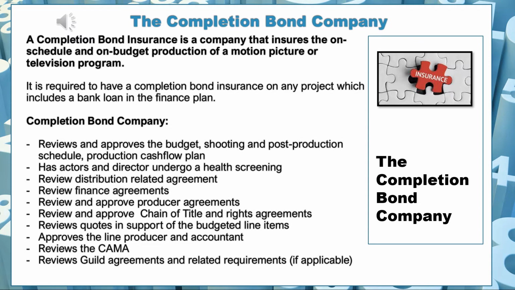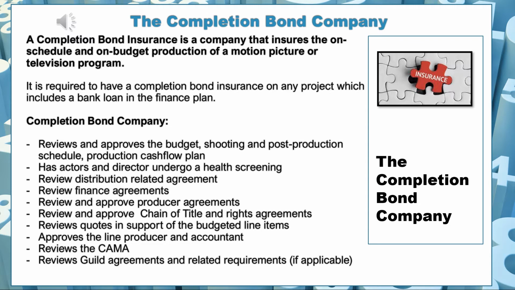A completion bond company is an insurance company that insures the on-schedule and on-budget production of a motion picture or television program. It is required to have a completion bond insurance on any project which includes a bank loan in their finance plan. The completion bond company does the following. It reviews and approves the budget, shooting, and post-production schedule, as well as the production cash flow plan. It has the actors and director undergo a health screening. It reviews distribution-related agreements to look at the delivery elements.